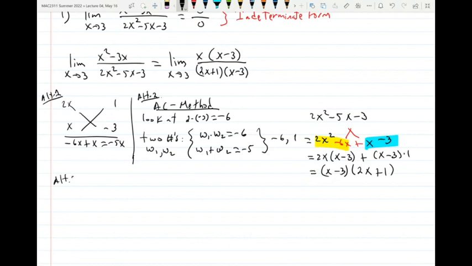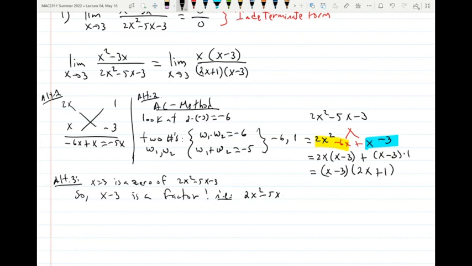Let me give you another one. And that would be the following. x equals 3 is a 0 of 2x squared minus 5x minus 3. So you know that x minus 3 is a factor. Okay? In other words, what this is telling you is that this polynomial, we can write it as x minus 3 times something. Our job is to figure out this something.